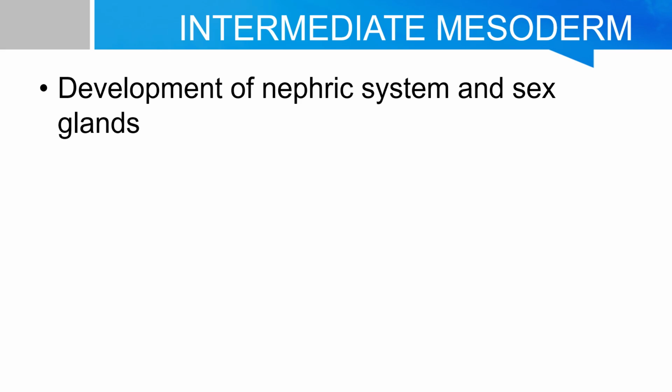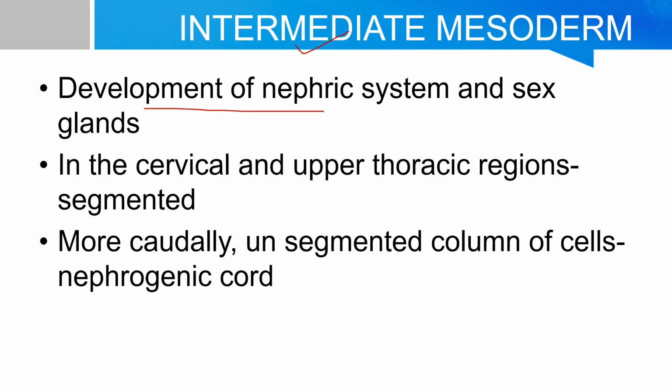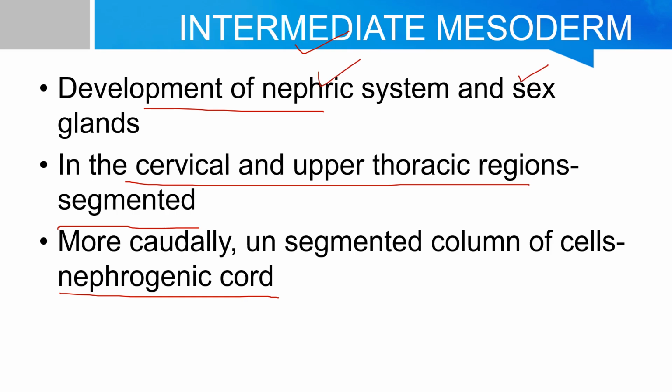Now we are going to see the intermediate mesoderm. It will give rise to the nephric system and the sex glands. In the cervical and upper thoracic region, it is segmented, and in the caudal part, it is not segmented. It is called the nephrogenic cord. So it is going to give rise to the urinary system and part of the reproductive system.